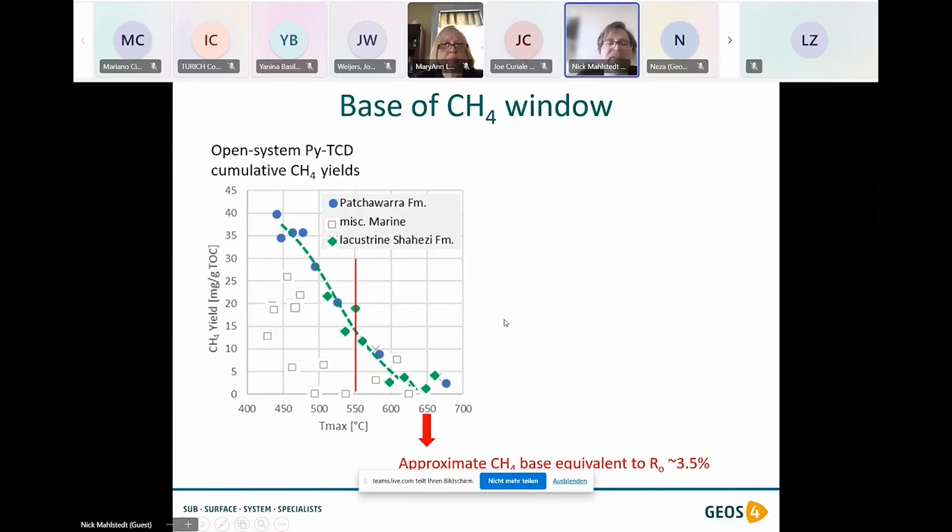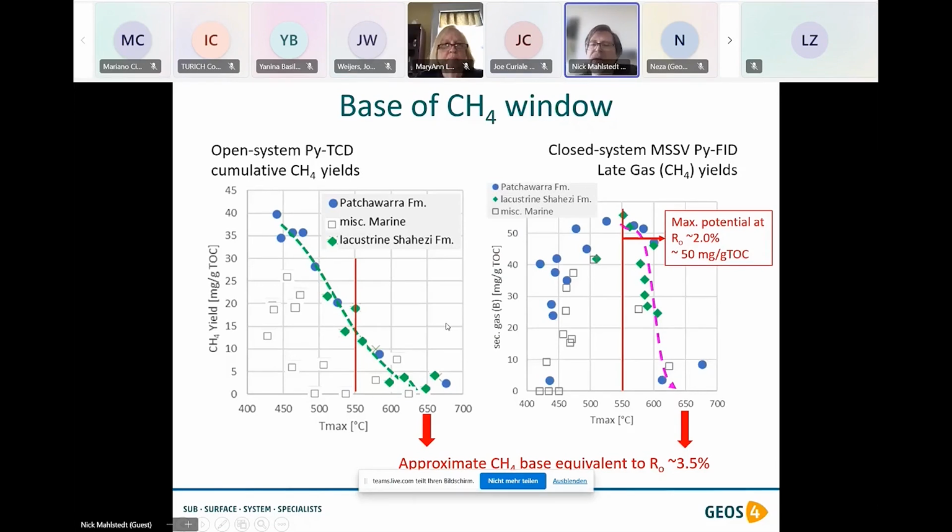So we wanted, with the data, to define the base of the methane window. Here on this side are shown the open system pyrolysis yields for methane, and here the potential decreases from roughly 40 milligram per gram TOC at immature stages, and most importantly phases out at roughly 650 degrees Tmax, which is roughly equivalent to vitrinite reflectance of 3.5%. And that is for all three maturity series.